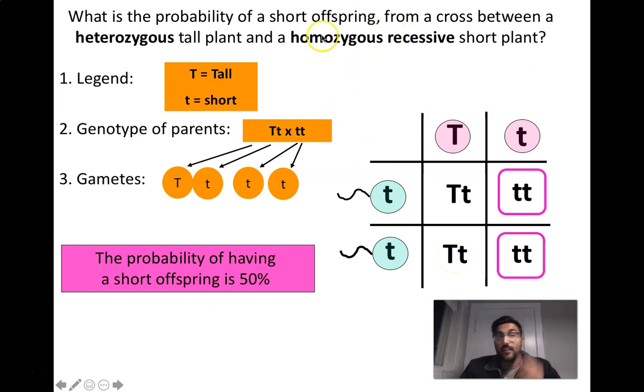Probability, the question is asking what's the probability of a short offspring from a cross? So of these two, well, 50%, right? Out of four offspring, two out of the four are going to be short. So it's a 50% chance.